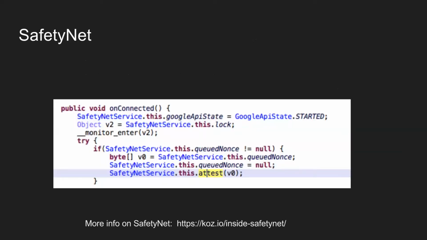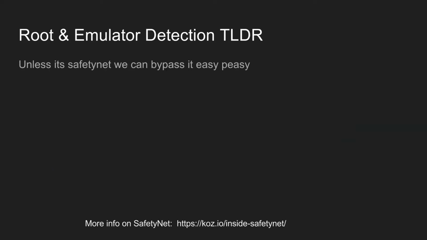This is what a SafetyNet call would look like. You're going to see some telltale strings here: the SafetyNet service, the Google API state. And the method in particular that starts this test is the attest method on the bottom, highlighted in yellow. There's a phenomenal teardown of SafetyNet at the link on the bottom there if you want to learn more, because that alone could be like a 60-minute talk. Okay, so TLDR here: unless it's SafetyNet, we can get around it either by patching, or changing values in a debugger, or just trivial little renaming of things.